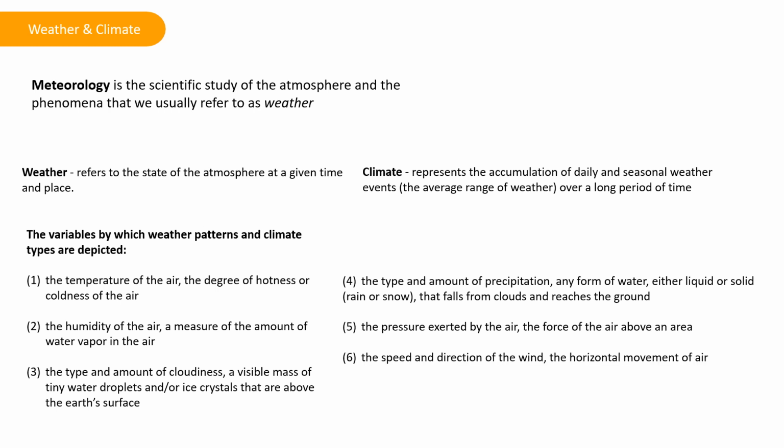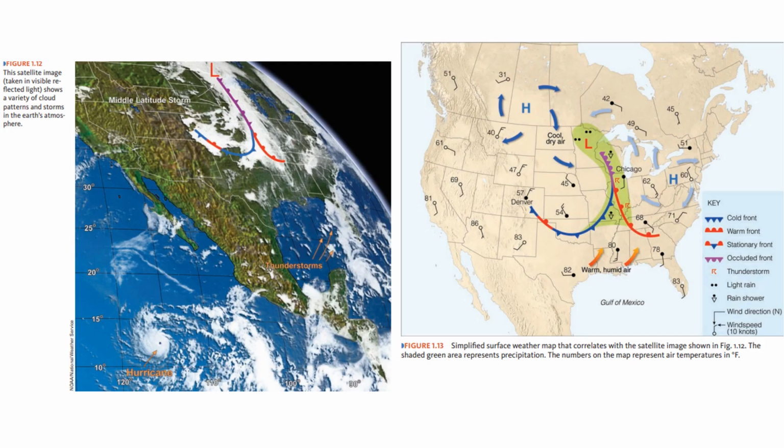We've mentioned this, that air pressure is the force of the air above an area. And the next variable that is needed is the speed and direction of the wind. This is the horizontal movement of the air. And the last element that has to be measured regularly in order to detect the weather patterns and climate is the visibility. This is the greatest distance that one can see. And now that we've learned the definitions of weather and climate, as well as meteorology in general, we will check the maps.